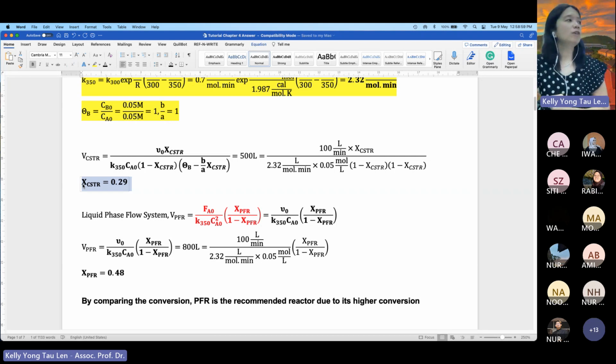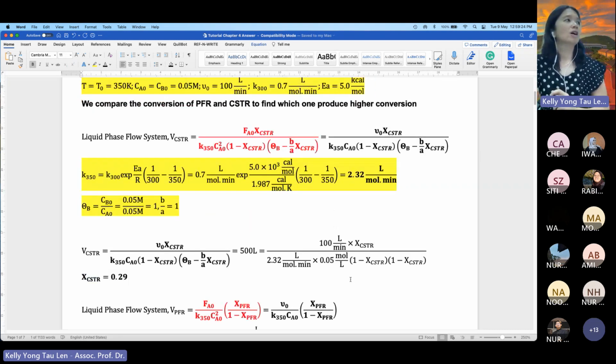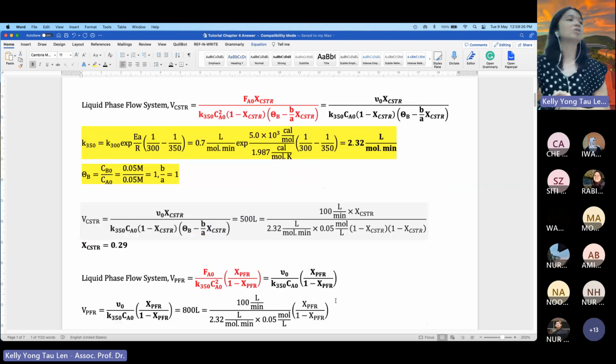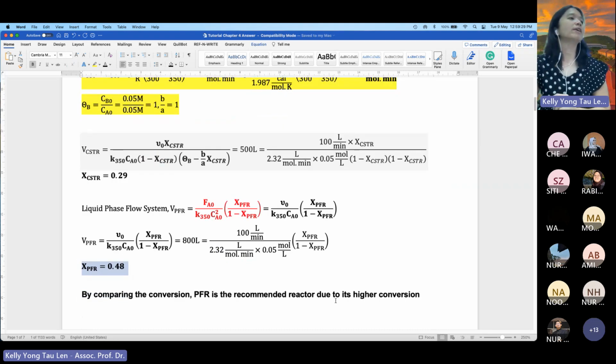Okay, nevertheless, don't forget, after you calculated, you must answer the question. Sebab dia kata question tu tanya, apa reactor yang kamu akan recommend? So, based on the comparison of the conversion, we can say that the 800 liter PFR give us a higher conversion. So, therefore, we recommend using the PFR, the 800 liter PFR, as they give us a higher conversion. So, that's all for question A. Okay, so we go to the next question, right?